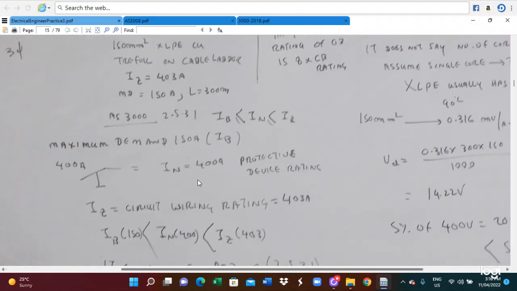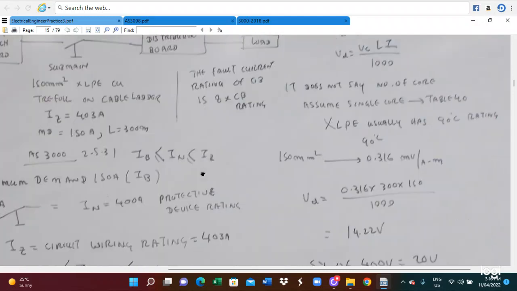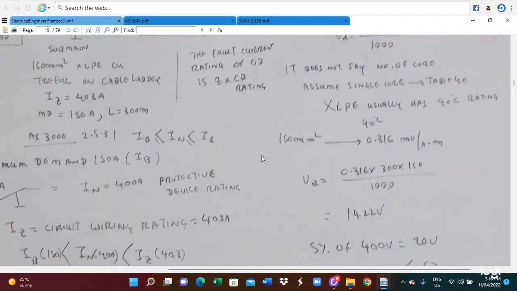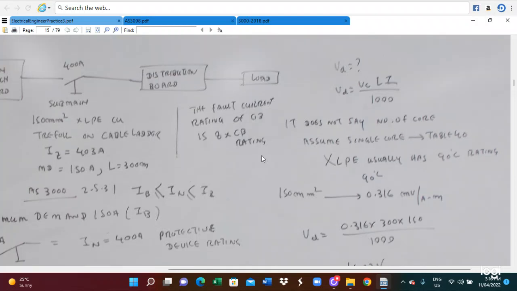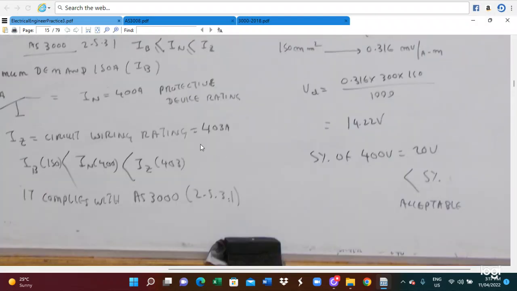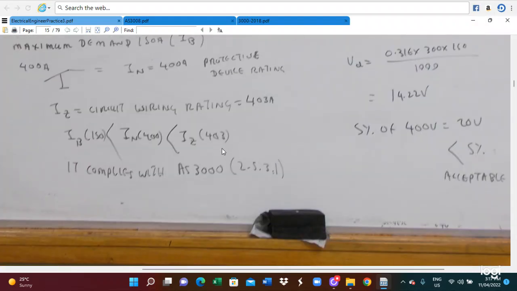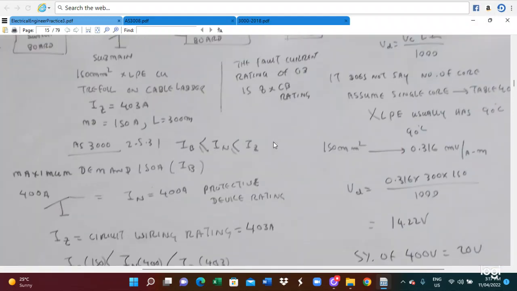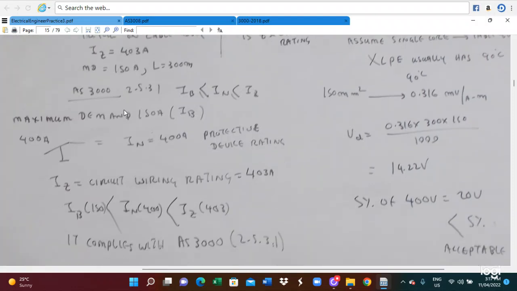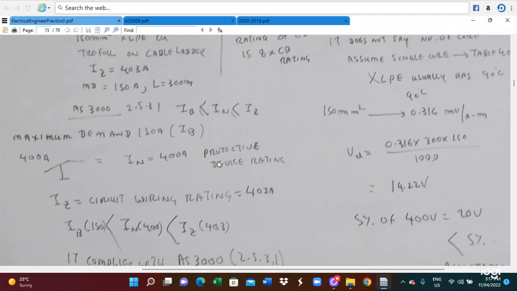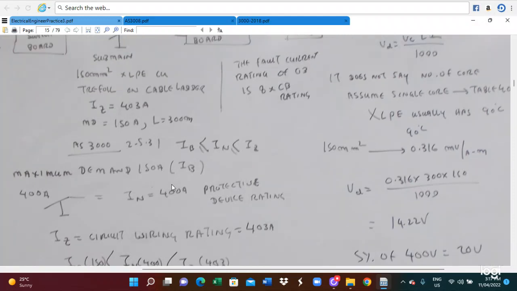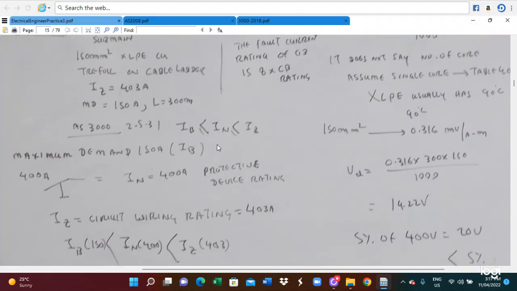IN is 400 ampere, and the IZ value will have to be calculated. IZ is the fault loop current, which can be calculated. In this case, the fault loop current of 403 ampere is given, so it complies with AS3000. The information is: IZ is 403 ampere when the fault current happens, IN is the protective device rating, and IB is the maximum demand current. So it complies with AS3000.